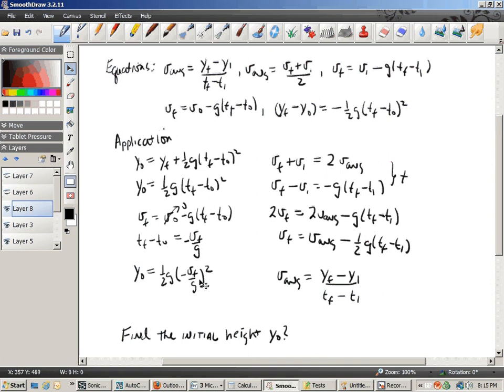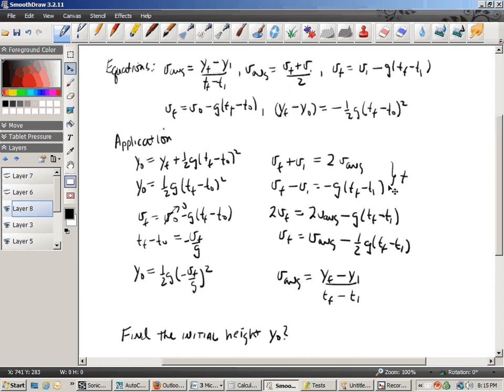But I'm still left with having to find out what this Vf is. Well, I have 2 equations that involve Vf and V1. Both of those are unknown at the time. Vf plus V1 equal 2 times the average velocity, and Vf minus V1 is equal to minus g, acceleration due to gravity, times the final time minus the time at position 1, or 1 second.